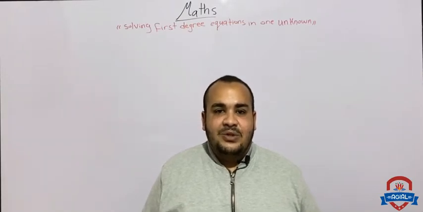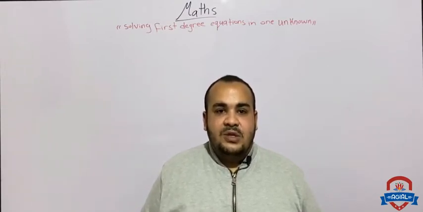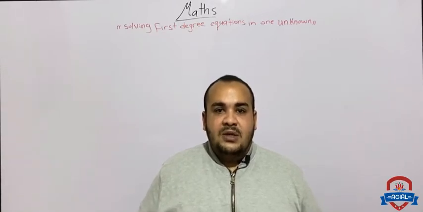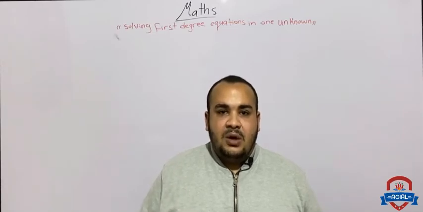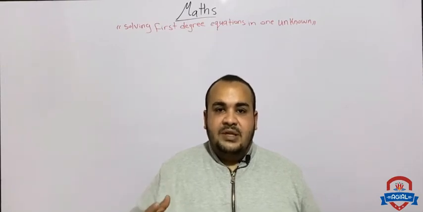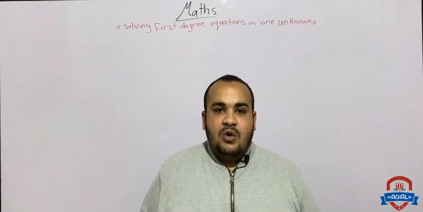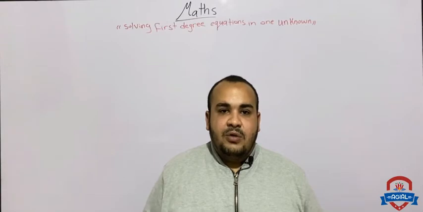Today we are going to study solving first degree equations in one unknown. But before we start, we have to remember that the equation which contains one unknown, and this unknown powered by 1, is called a first degree equation in one unknown. To solve this equation, we have to find the value of the unknown, and the value of this unknown is called the solution of the equation.